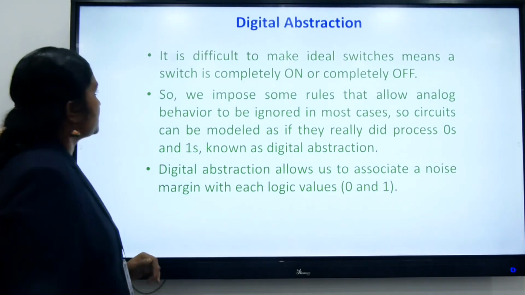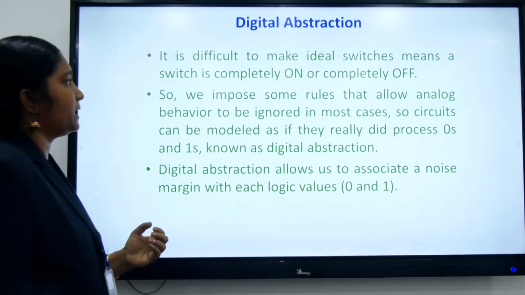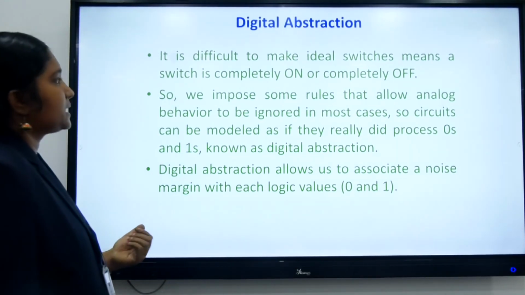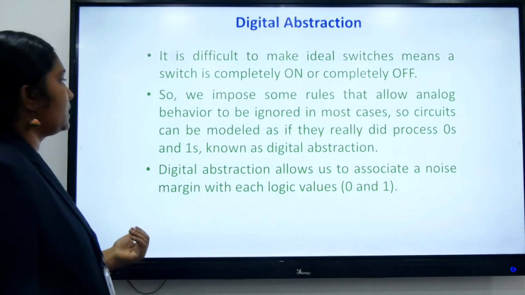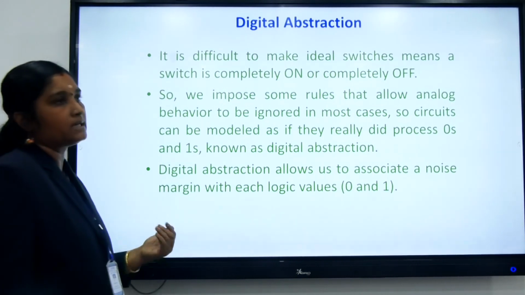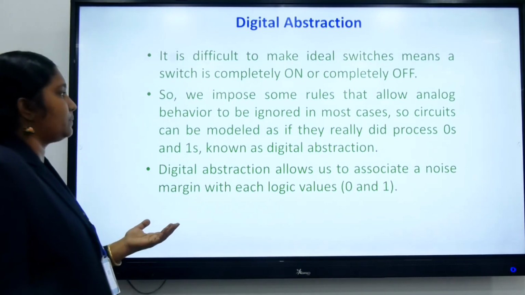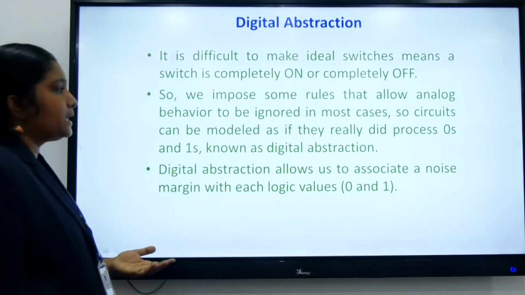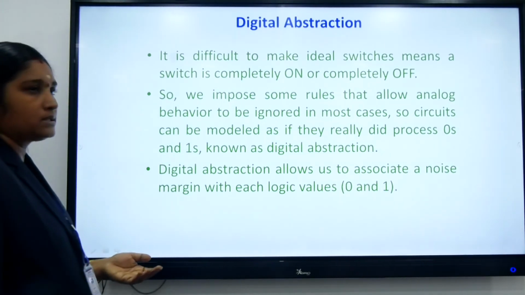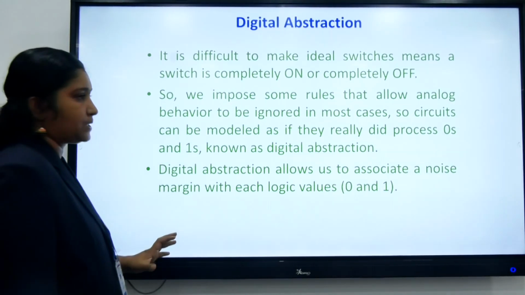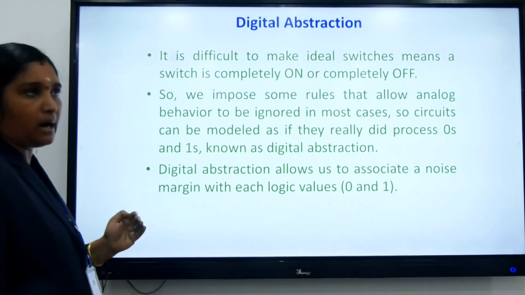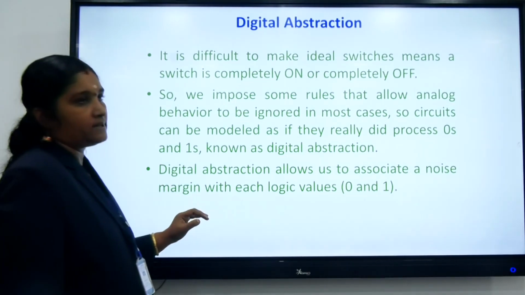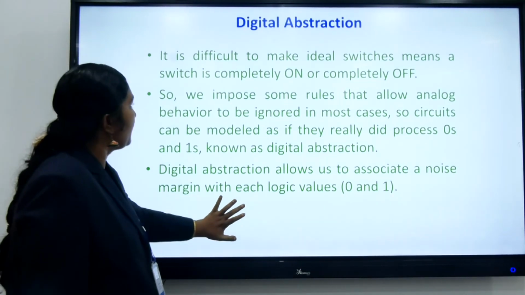Now, digital abstraction: it is difficult to make ideal switches that are completely on or completely off. So there are some rules that allow analog behavior to be ignored in most cases. So circuits can be modeled as if they really did process zeros and ones, known as digital abstraction. Digital abstraction allows us to associate a noise margin with each logic level, that is, zeros and ones.